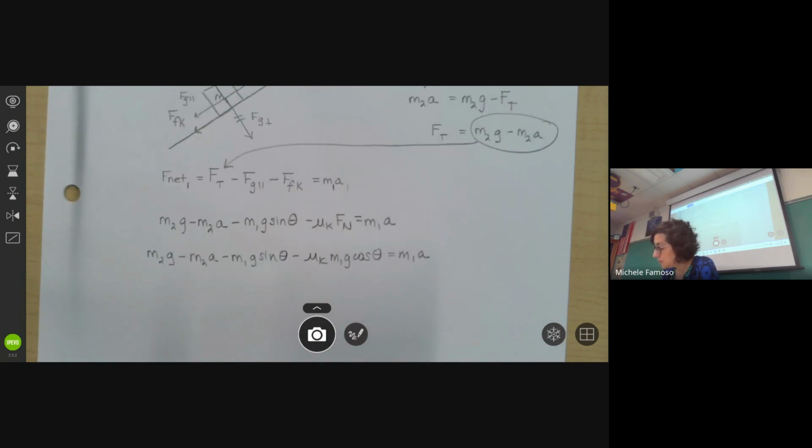Let me group terms here. So I'm going to get all my acceleration terms on the same side of the equation. So M2G minus M1G sine of theta minus mu k M1G cosine of theta would have to equal M1A, and this M2A is going to come to the other side. So instead of subtracting it, we're going to add it.